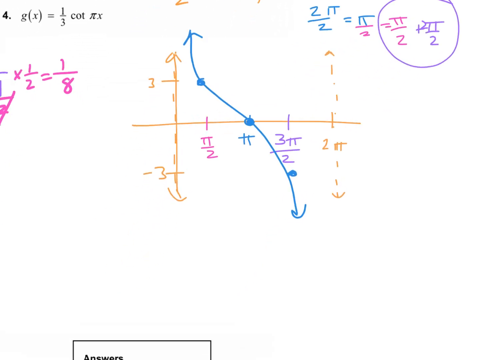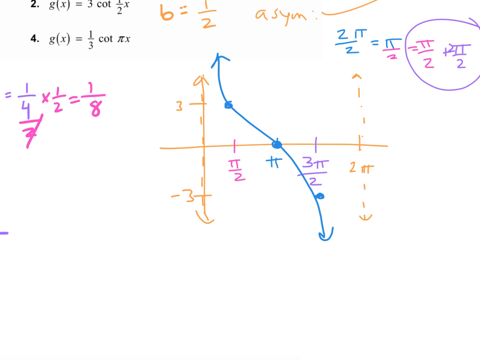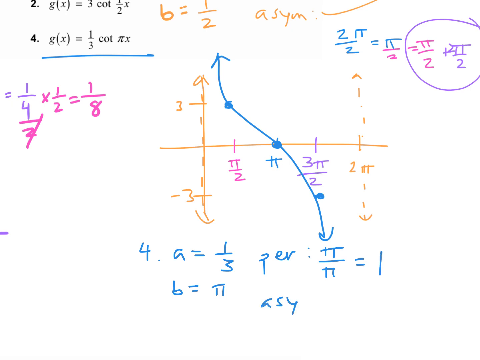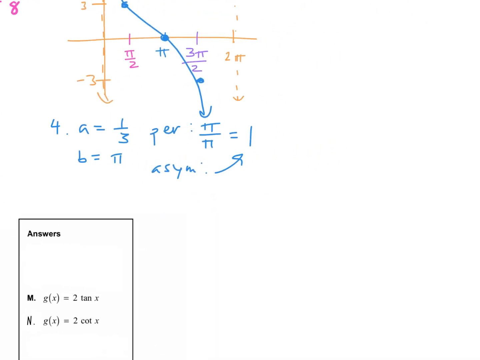All right, let's do another cotangent. So number 4. What's our A? 1/3. What's our B? Pi. How do we find the period? Pi over B, so pi over pi, and that would give us what? 1. And then what's our asymptote going to be? 1. So let's draw our graph.